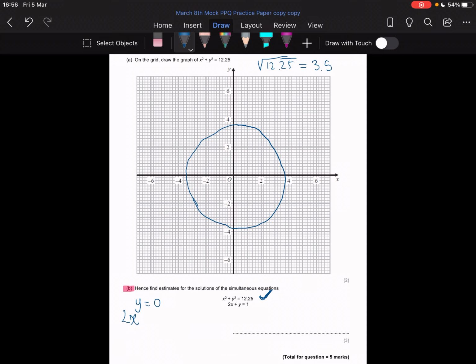So we've got 2x plus y, which is now 0, equals 1. So 2x equals 1, x equals a half. So this means my actual coordinate I'm going to be plotting is x is a half, and y we said from the beginning is 0. So a half and 0 is going to be our first coordinate. It's a dodgy one, isn't it? Yeah.